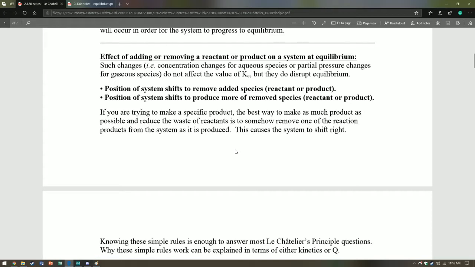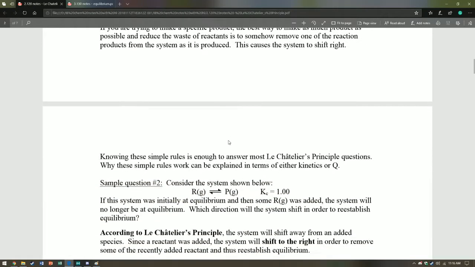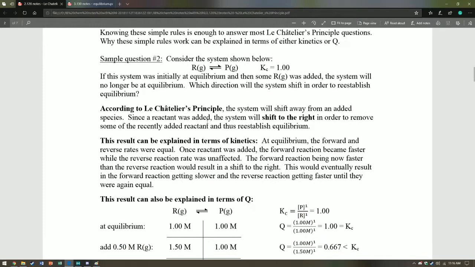If you add some product to the system, it will favor the reverse reaction, since we want to try and undo that change, and the way we undo it is by adding reactant. Another way you can think about it is that by adding reactant you increase the concentration of reactant, and therefore the forward rate becomes faster than the reverse rate, and that will play on until the system is at equilibrium again. And the inverse is true. If you add product, you increase the concentration of product, favoring the reverse reaction rate, and you will eventually get there.